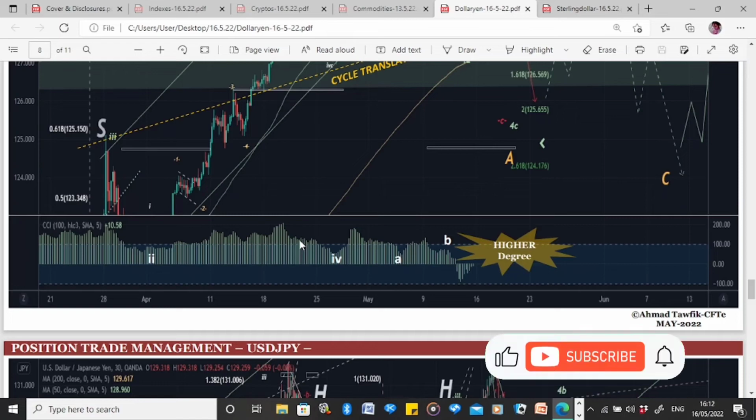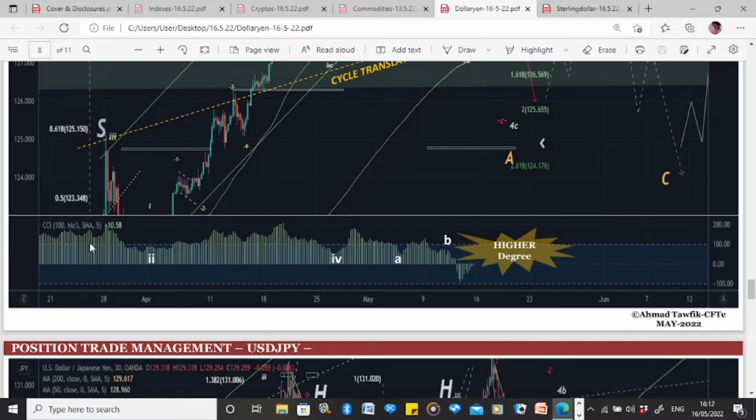Through the longer degree segregation, we understand we're doing a higher degree correction. This is definitely called a higher degree correction because we all understand now these continuous positive histogram plots are really a wave 3. You don't really have to do any internal segregation. They're really a continuous uptrend in wave 3.